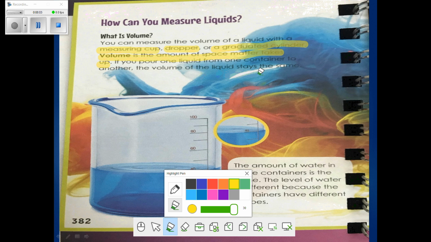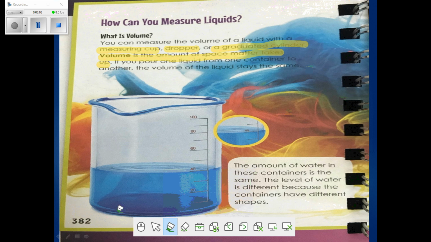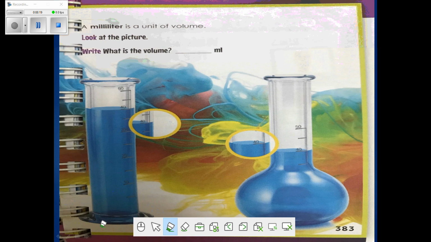We wanted to know more about the volume. We didn't understand it. So I want you to open your book on page 382. And I want you to open the two pages, 382 and 383. This one and this one together, okay?